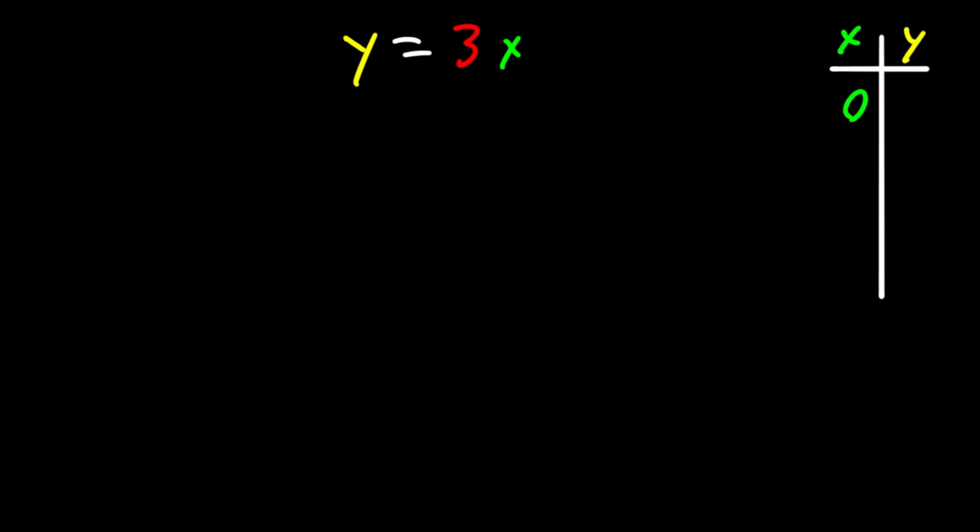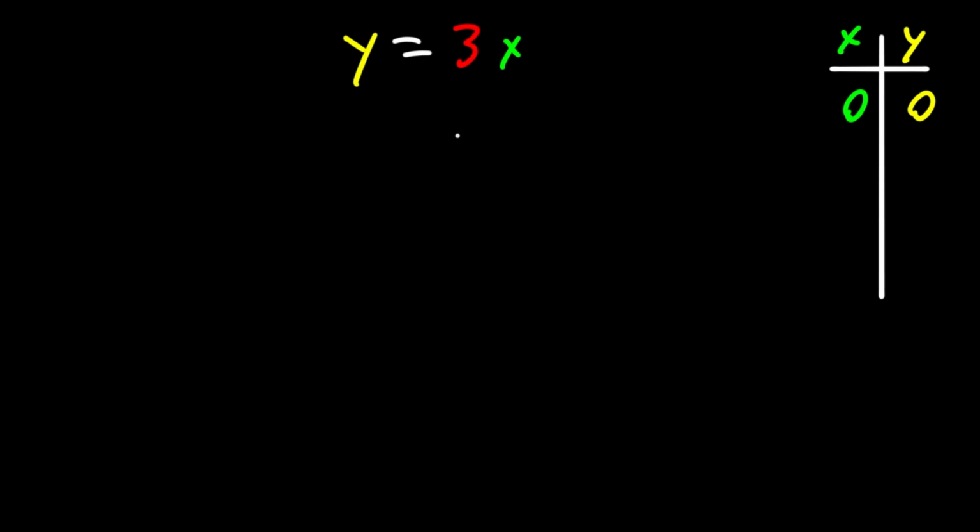Let's graph y equals 3x. So I recommend finding the point where x is 0, because 0 is really easy to use, because 0 times anything is just 0. y equals 3 times, and we're going to replace x with 0. 3 times 0 equals 0. So when x is 0, y equals 0.